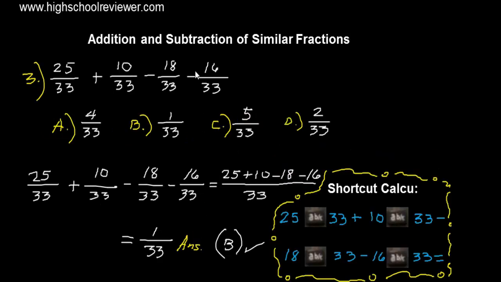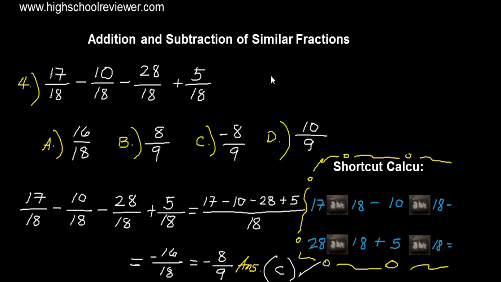Number 3, here's our problem and here are the choices. And this is our solution. Our final answer is 1 over 33, and that is letter B. And we have here the shortcut in using the calculator.